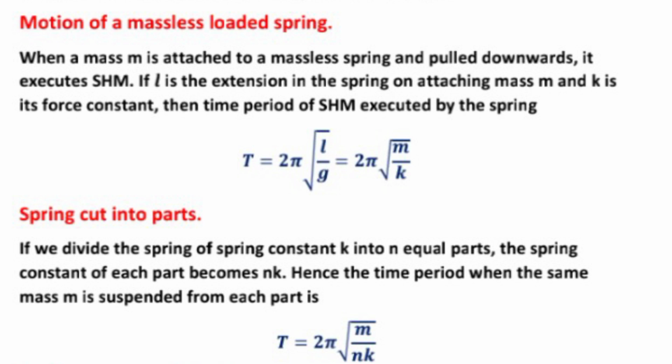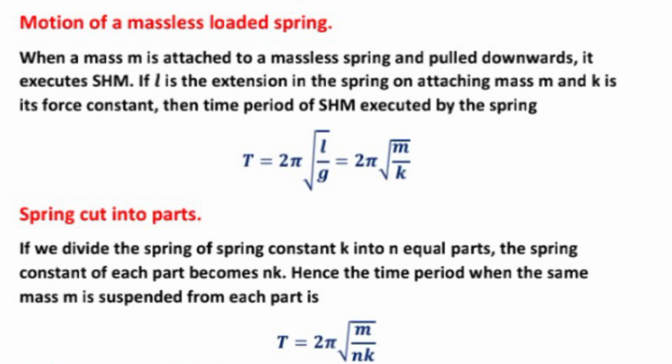Motion of a massless loaded spring. When a mass m is attached to a massless spring and pulled downwards, it executes simple harmonic motion. If L is the extension in the spring on attaching the mass m and k is its force constant, then the time period of simple harmonic motion executed by the spring T equal to 2 pi under root L upon g, or it can be written as T equal to 2 pi under root m upon k.